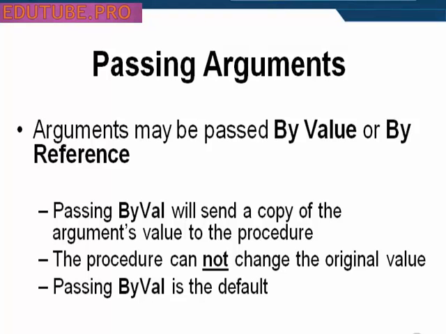When passing by value, therefore using the keyword ByVal, you are sending a copy of the argument's value to the procedure. In this method, the procedure cannot change the original value. If you do not specify by value or by reference, the default is to be passed by value.